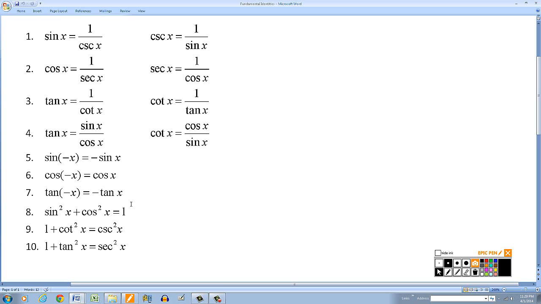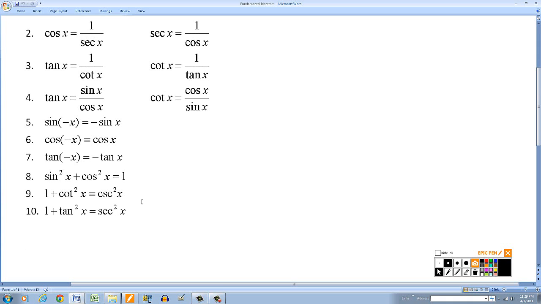The last three identities are your Pythagorean identities. Sine squared of x plus cosine squared equals 1. 1 plus cotangent squared equals cosecant squared. 1 plus tangent squared equals secant squared.